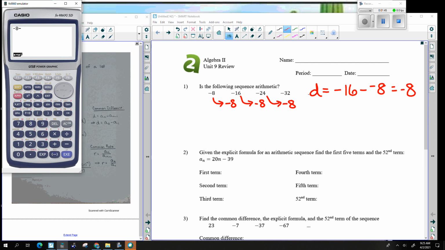So negative 8 minus 8. Negative 16, good to go. Minus 8. Negative 24, good to go. Minus 8. Negative 32. So every number that they gave me is a minus 8 of the previous. This is good to go. This, yes, this is quote-unquote arithmetic.